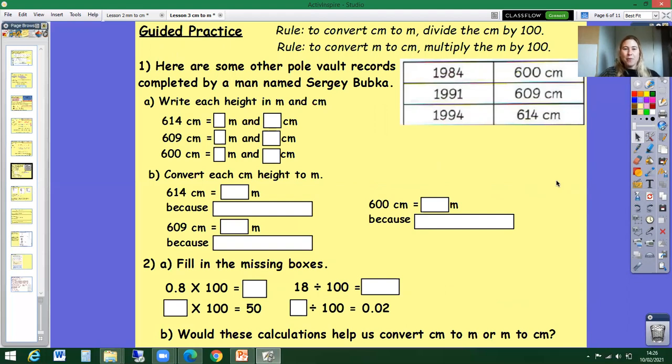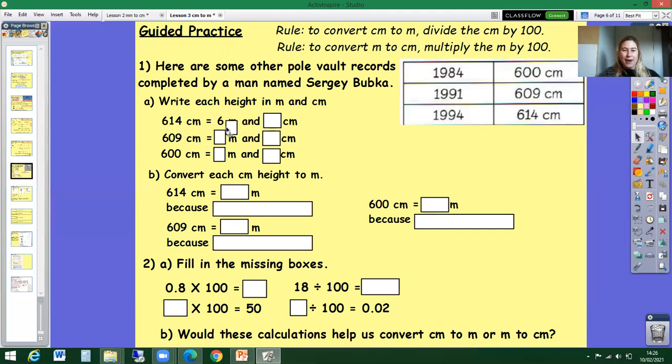Okay, so we've got some more pole vault records here completed by a man named Sergei Bubka, and the different years that he broke those records, and his different measurements here. The first question said, write each height in meters and centimeters. So you've got to think about what you know. Remember that there are 100 centimeters in every meter.